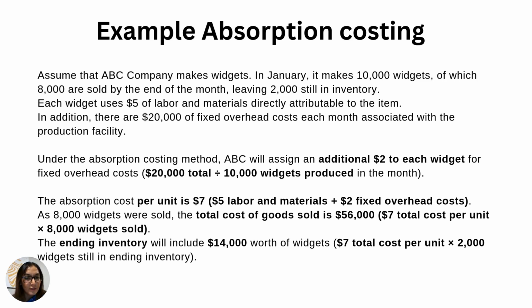And the absorption cost per unit is 7, as you see: the variable cost, $5 of labor and materials, and $2 fixed overhead costs. As 8,000 widgets were sold, the total cost of goods sold is $56,000, we just multiply 7 by 8,000. And ending inventory is also easy to calculate, just $14,000 because we have 2,000 widgets in ending inventory, and we just multiply it by 7. So this is absorption costing. As you see, all the costs are included, fixed and variable.